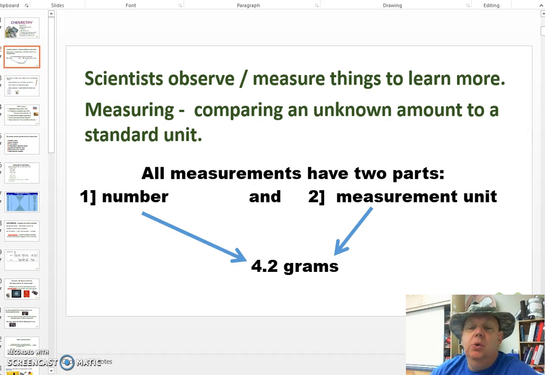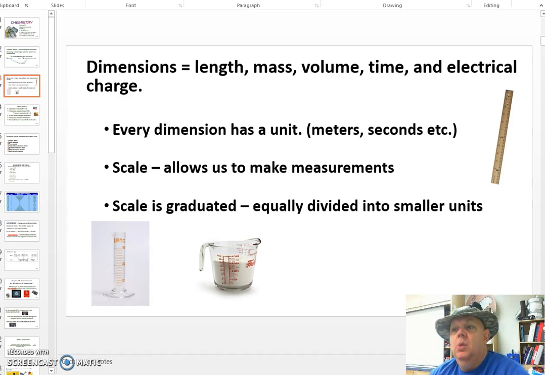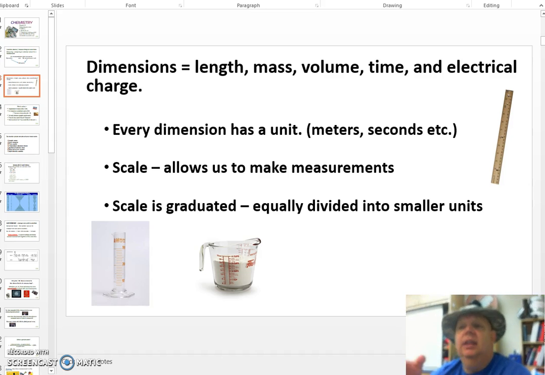Think inches or centimeters. Any way we look at it, all measurements have two parts. You have a number, and then you have a measurement unit, like 4.2 grams, or 12 inches, or 5 miles. You have a number and a measurement unit. So when we look at dimensions, we can look at things like length, mass, volume, time, even electrical charge, because every dimension has some kind of a unit, with meters, seconds, etc.